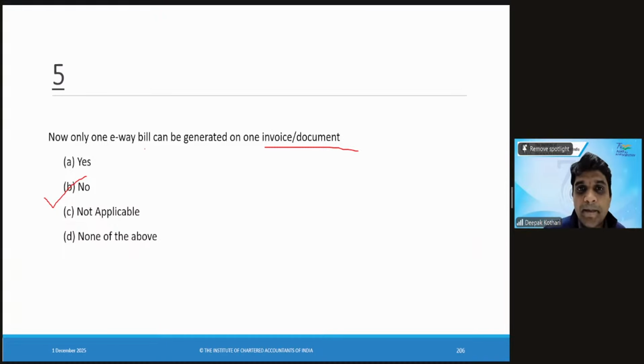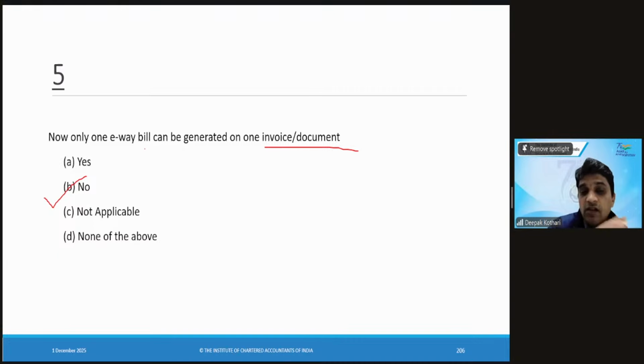Sir, but to move it together, sir. Still, the vehicles are different, right? The vehicles are different. So for each vehicle, you generate an e-way bill. And there is no option for you to raise a consolidated e-way bill at all. Can an e-way bill be consolidated?